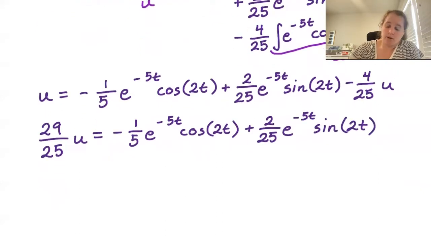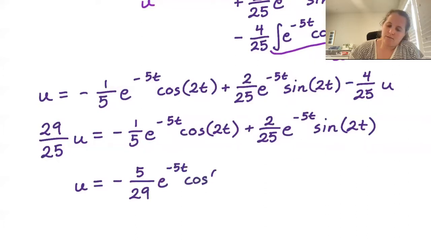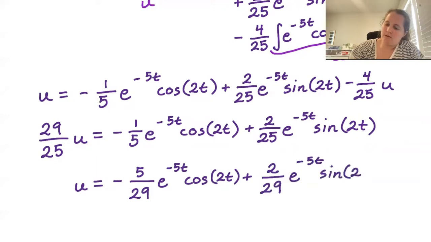Multiplying through by that 25/29, we have that u is equal to negative 5/29 e to the negative 5t cosine of 2t plus, oops, sorry, not 58, 2/29. Flipped my fraction there. 2/29 e to the negative 5t sine of 2t. And then we should have a plus c.